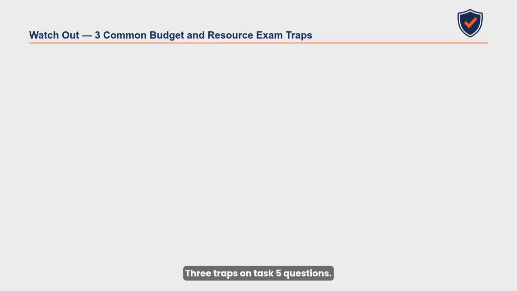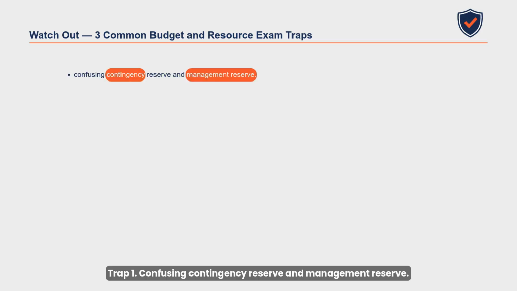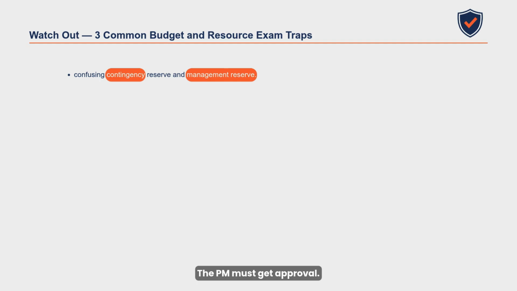Three traps on Task 5 questions. Trap 1. Confusing contingency reserve and management reserve. Contingency is for known risks. The PM can use it. Management reserve is for unknown risks. The PM must get approval. The exam tests this distinction directly.